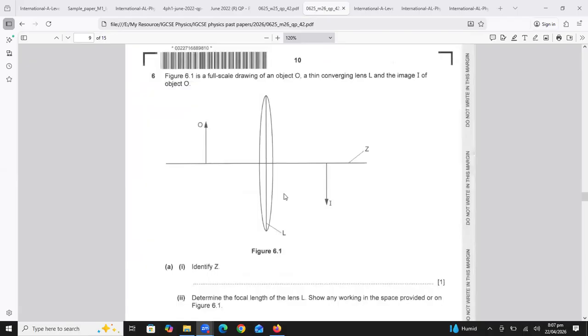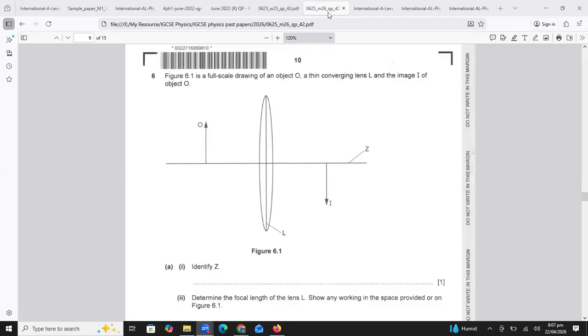All right. Question number 6 is basically related to the topic of light, lenses. Students, make yourself ready to start. In question number 6, they are saying figure 6.1 is a full scale drawing of an object. Full scale drawing means it's a scale diagram, so you can do the measurement with the help of the meter rule in this diagram. A thin converging lens L and the image I of the object O.